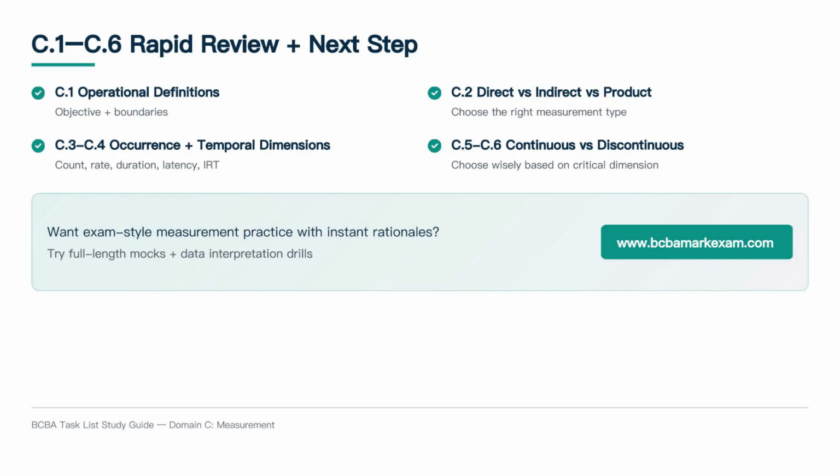Let's lock in the rapid review. You learned how to write objective operational definitions with clear boundaries, how to choose among direct, indirect, and product measures, how to measure occurrence and time-based dimensions like duration, latency, and IRT, and how to choose continuous versus discontinuous procedures while interpreting bias correctly.